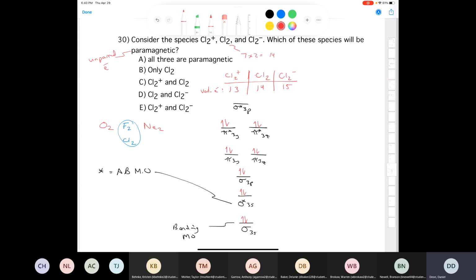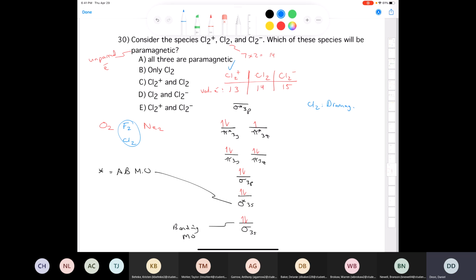And so Cl2, I'll write it over here, Cl2 is actually diamagnetic. All of the electrons are paired up. Now, what about the chlorine plus ion? It's got 13 valence electrons, so I'll just remove one of the electrons here. Now I end up with an unpaired electron. And so the Cl2 plus ion is going to be paramagnetic.